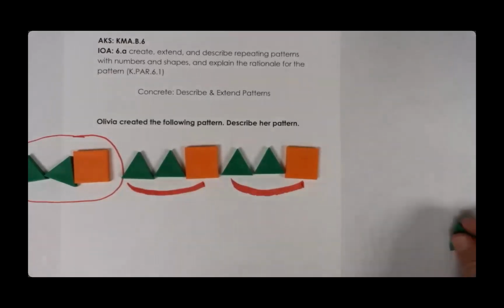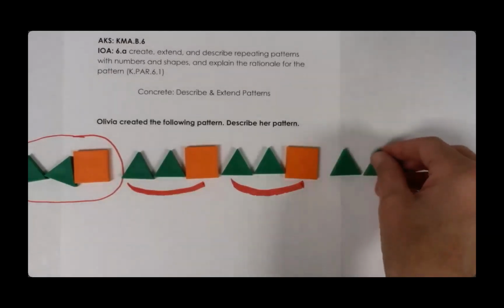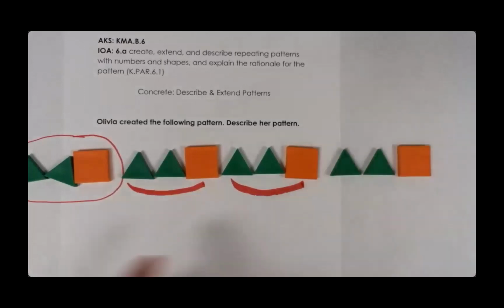I need to go ahead and think about my core, that triangle, triangle, and then a square. Triangle, triangle, square, triangle, triangle, square, triangle, triangle, square, triangle, triangle, square. So I've extended this pattern by identifying what is the core, what is the part of the pattern that repeats, and then I repeated it at the end to be able to extend.